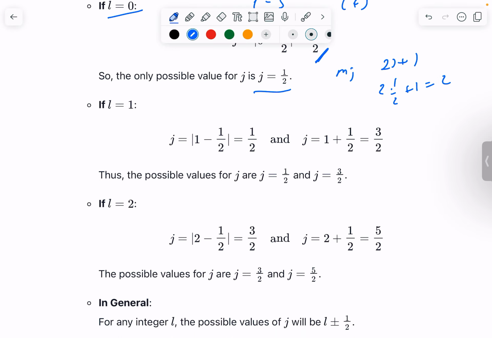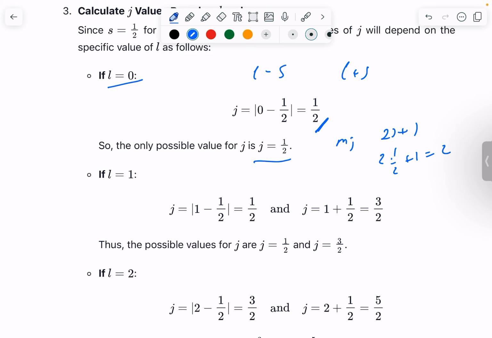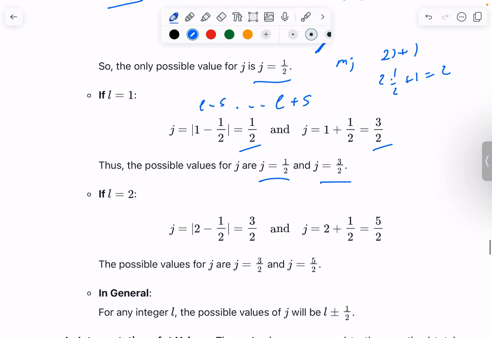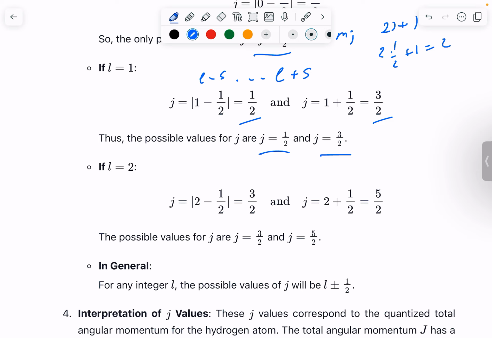All right, so if L is equal to 1, we can see that we can add this sort of spin eigenvalue in 2 different ways. So again, we're running from L minus S all the way to L plus S with increments of 1. So we get 1/2 and 3/2. Those are 2 possible values of total angular momentum, and you can continue this procedure and see that if your L is equal to 2, you can either subtract or add the spin, so you end up with 3/2 and 5/2 as the possible values.